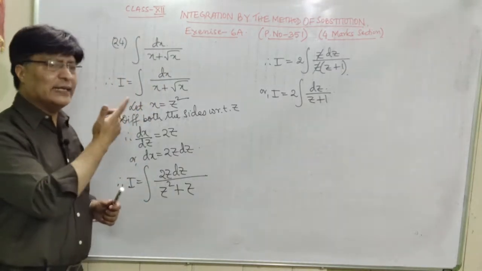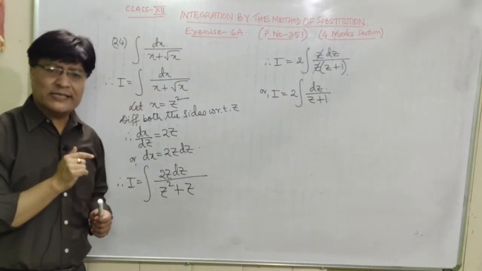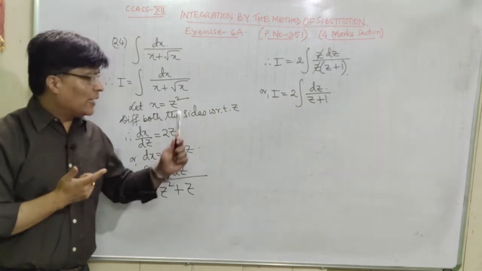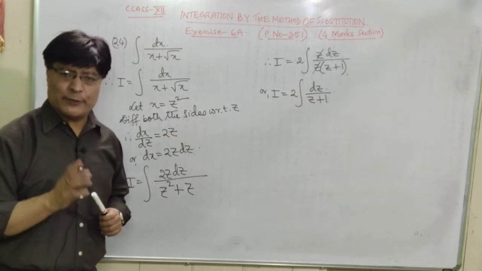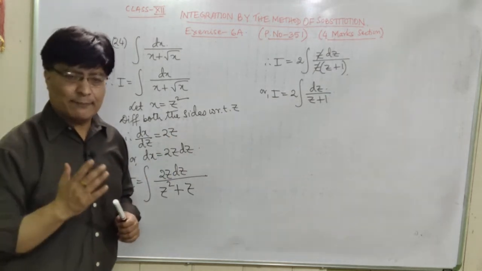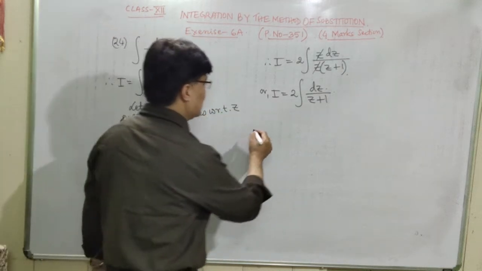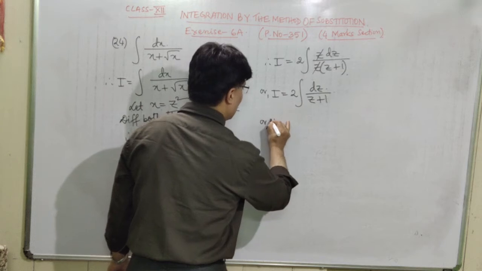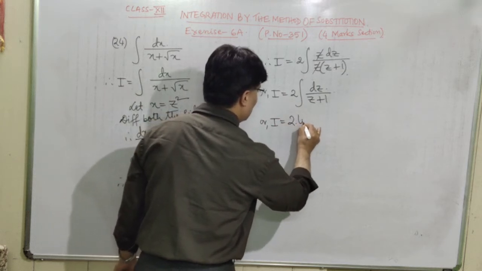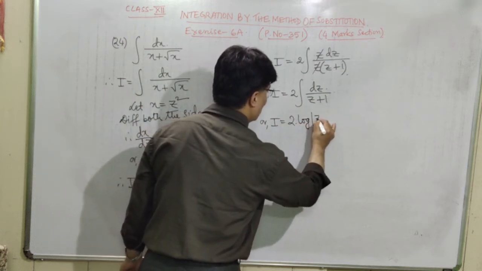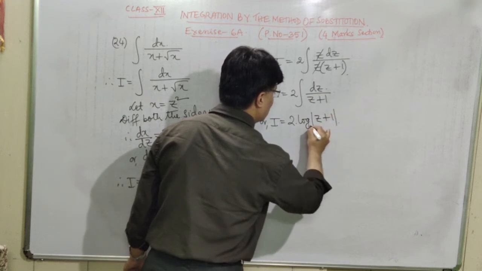So now you can directly integrate it. What is the power of z here? The power of z is 1. And since this is an algebraic expression, z plus 1 is taken as z. What is the integration of dz by z? It is log z, right? So I is equal to 2 log within mod, what is z here? It is z plus 1.